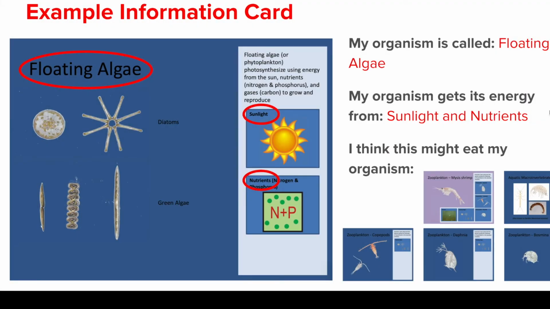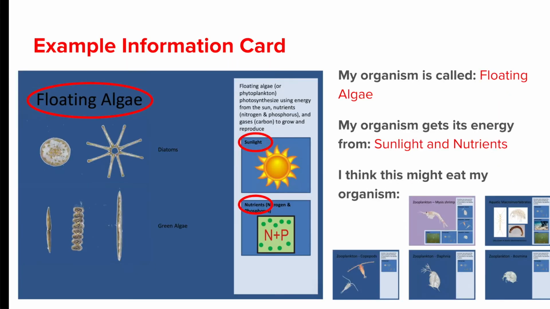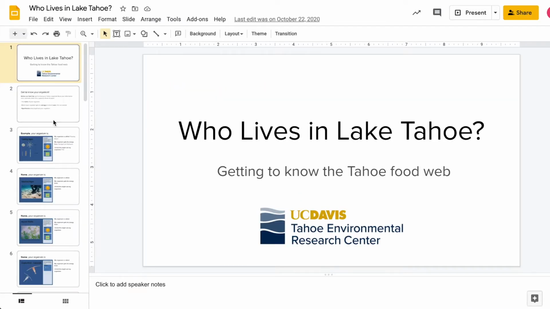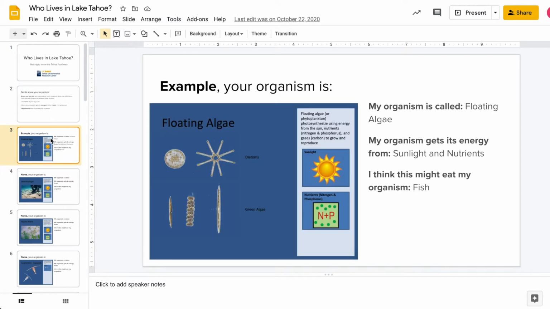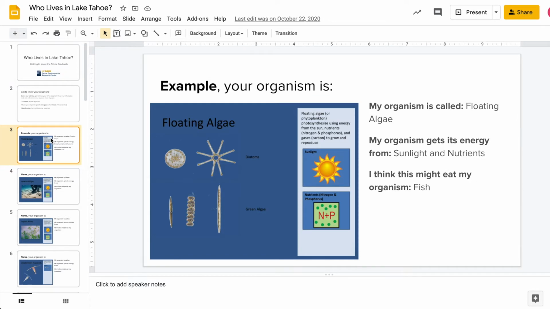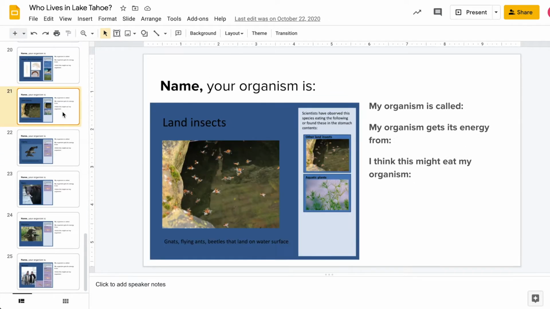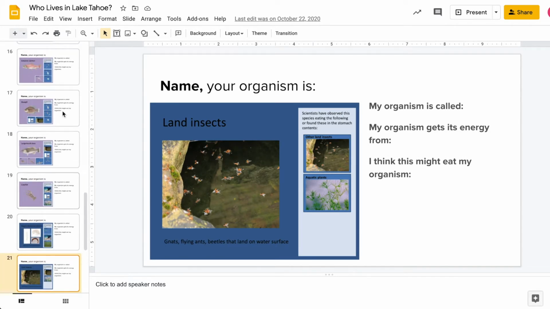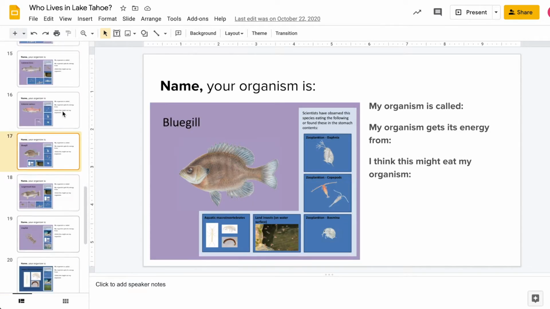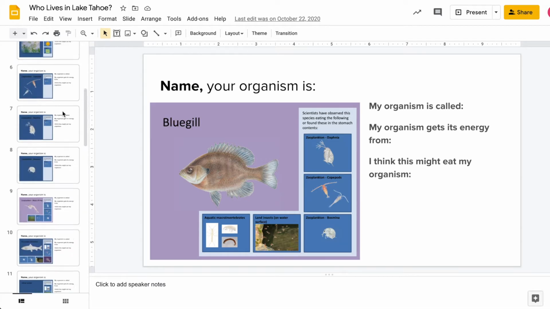So before the field trip, each of you should have been assigned one of these information cards. And if you weren't, you can go ahead and travel over to our Who Lives in Lake Tahoe slideshow and write down 5 of these information cards. There are 23 organisms total. So if you pick 5 of them randomly throughout this stack, it should give you a quick understanding of some of the organisms that live in Lake Tahoe.